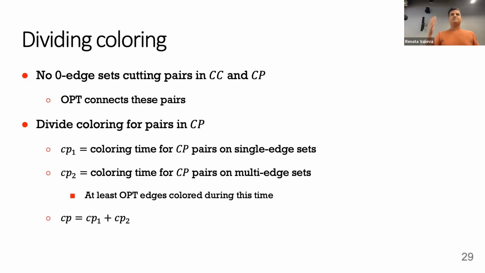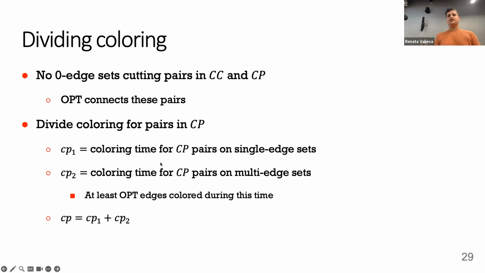So now we try to divide the coloring time for some of our sets. First, we note that there are no 0-edge sets cutting pairs that are in CC and CP, because these pairs are connected by the optimal solution opt. So there will be a path connecting the endpoints of these pairs. And for any set that cuts one of these pairs, there will be an edge of the optimal that cuts that set. So it'll be either a single edge set or a multi-edge set.